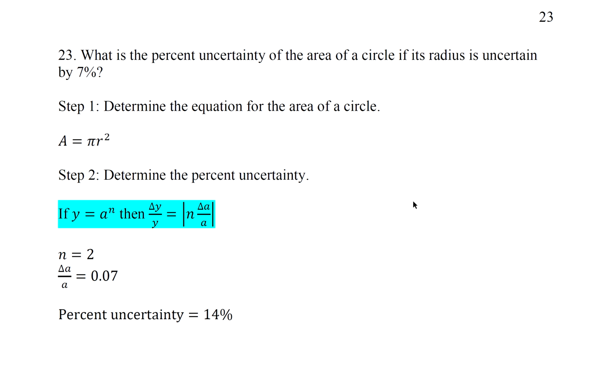Question 23, what is the percent uncertainty of the area of a circle if its radius is uncertain by 7%? We're going to use this equation: A equals pi r squared. This is an exponent, so we're going to use this equation, highlighted in blue. So our percent uncertainty is 2 times 7%.